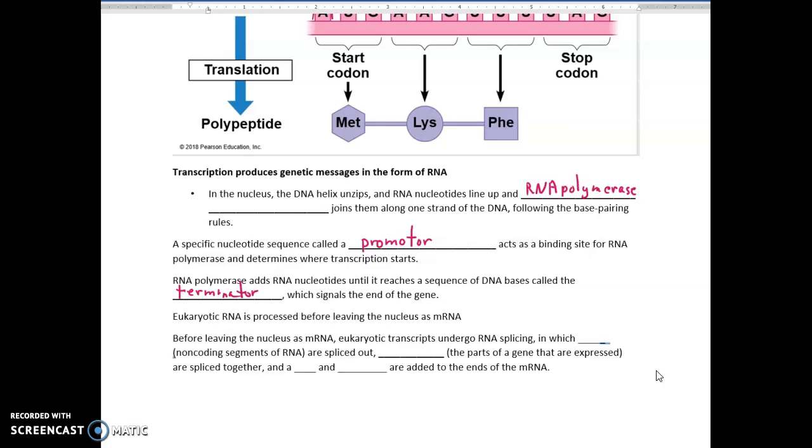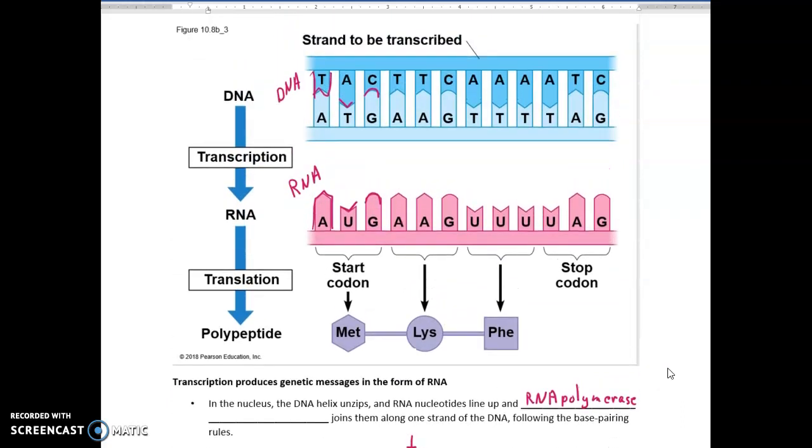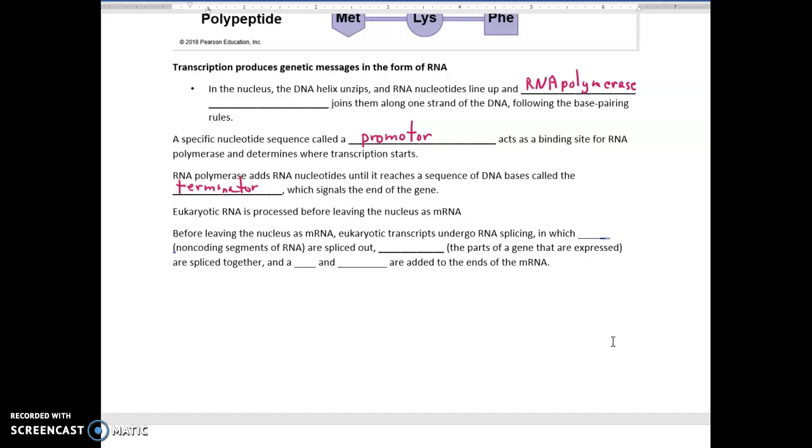Eukaryotic RNA is processed before leaving the nucleus. So once it's been made, this RNA, right here, before it gets into making a protein, it has to be processed. And what we'll find is that it all gets spliced up. Introns are non-coding sections, and they are removed. And the exons, the parts of the gene that are expressed, are spliced together. We also add a cap and a tail.